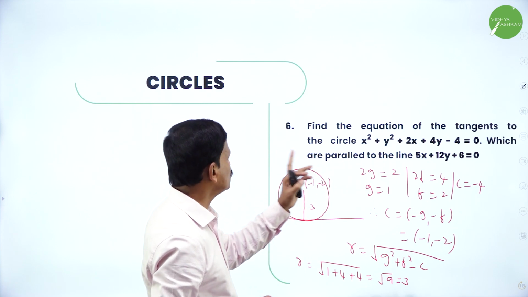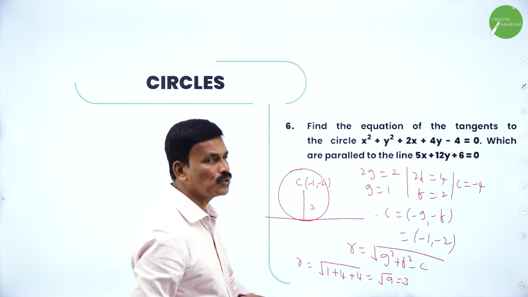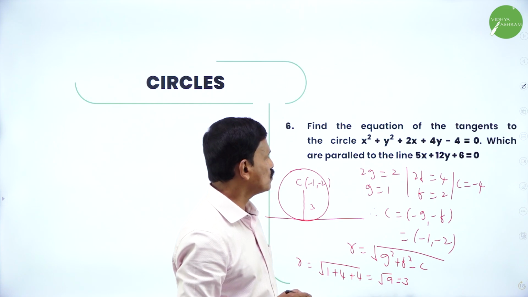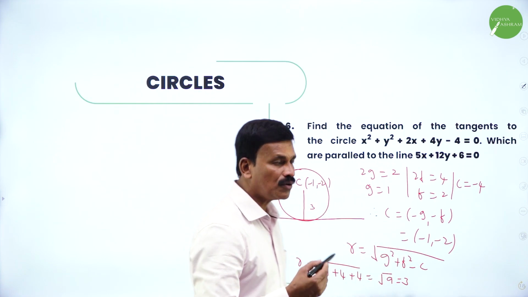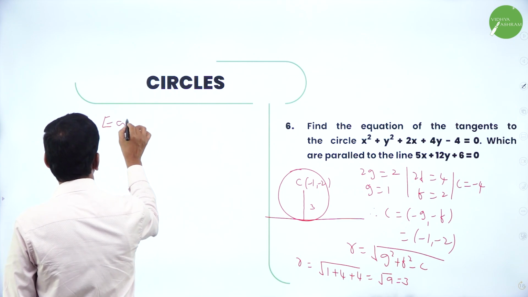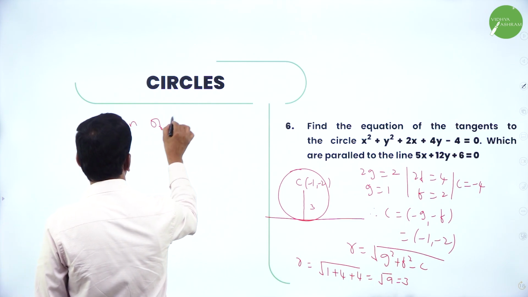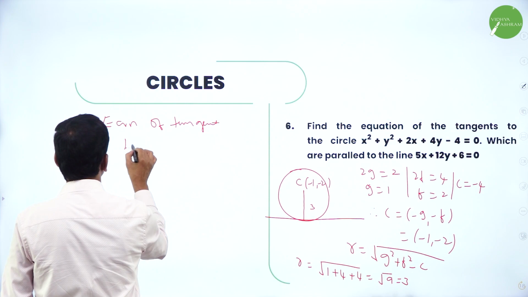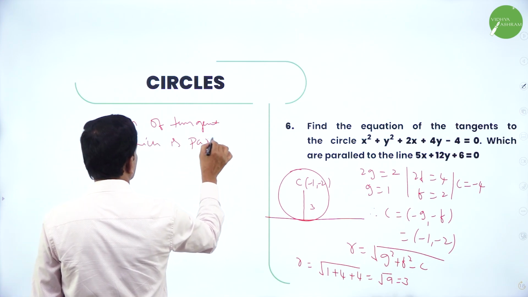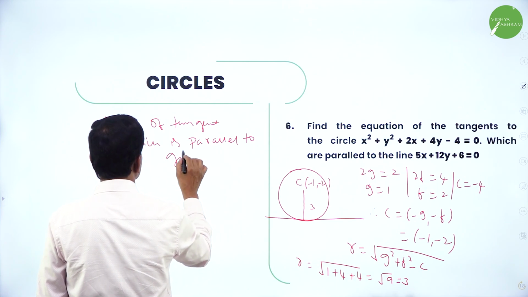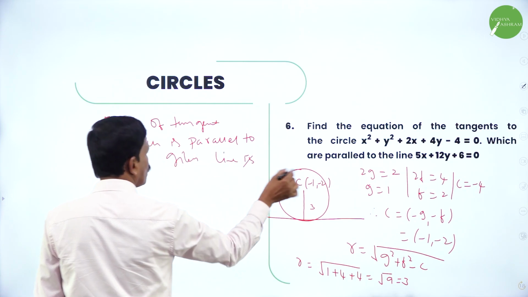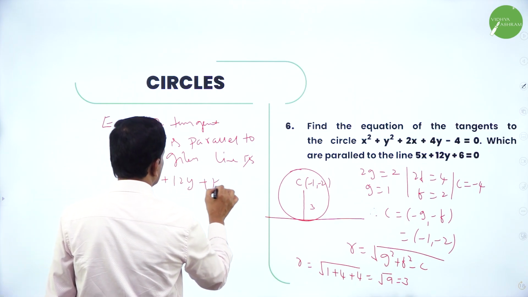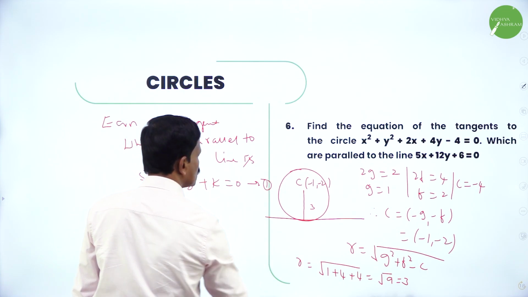Find the equation of the tangent to the circle which is parallel to the line 5x plus 12y plus 6 is equal to 0. Now, the equation of the tangent to the circle which is parallel to the given line is of the form 5x plus 12y plus k is equal to 0. Let us represent this as equation number 1.